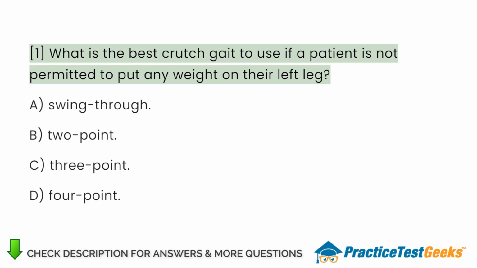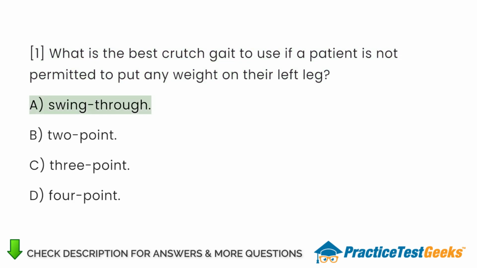What is the best crutch gait to use if a patient is not permitted to put any weight on their left leg? A. Swing through. B. 2-point. C. 3-point. D. 4-point.